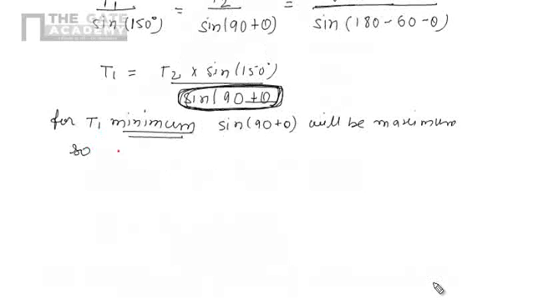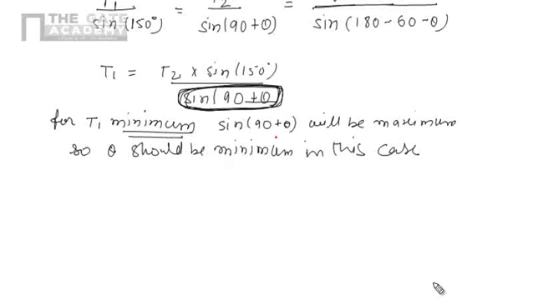So theta should be minimum in this case. Then only sine will be approaching 90 if theta will be minimum. Suppose 90 plus something is nearly equal to 90, then sine 90 will have the maximum value. That's why I am telling for T1 minimum, sine (90 plus theta) will be maximum, and the maximum value will be 1. So 1 only in case of sine 90, so theta should be minimum in this case.